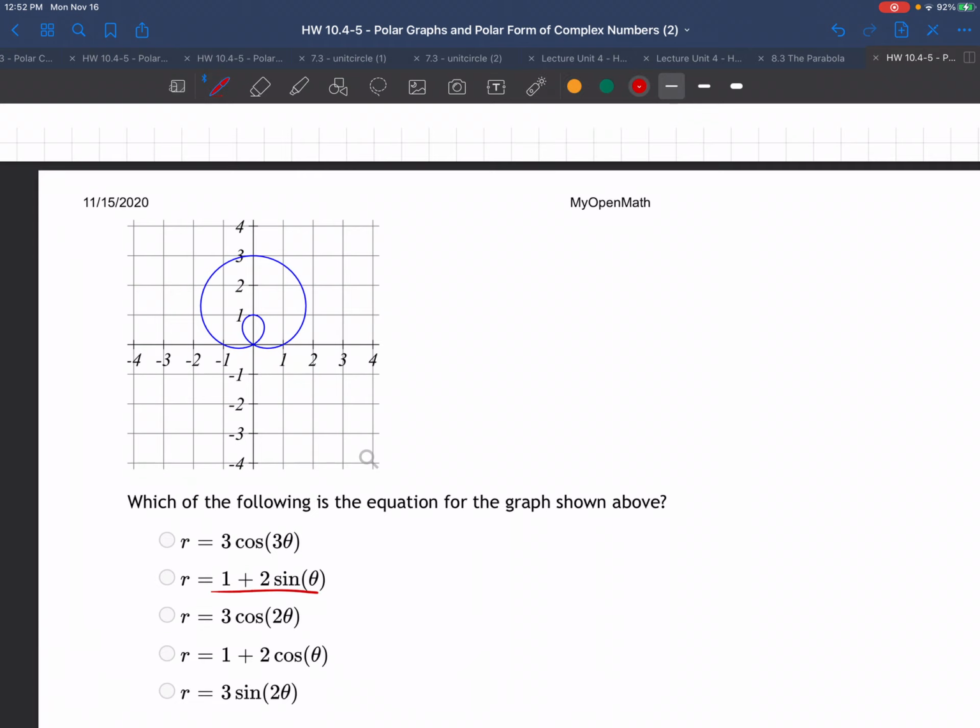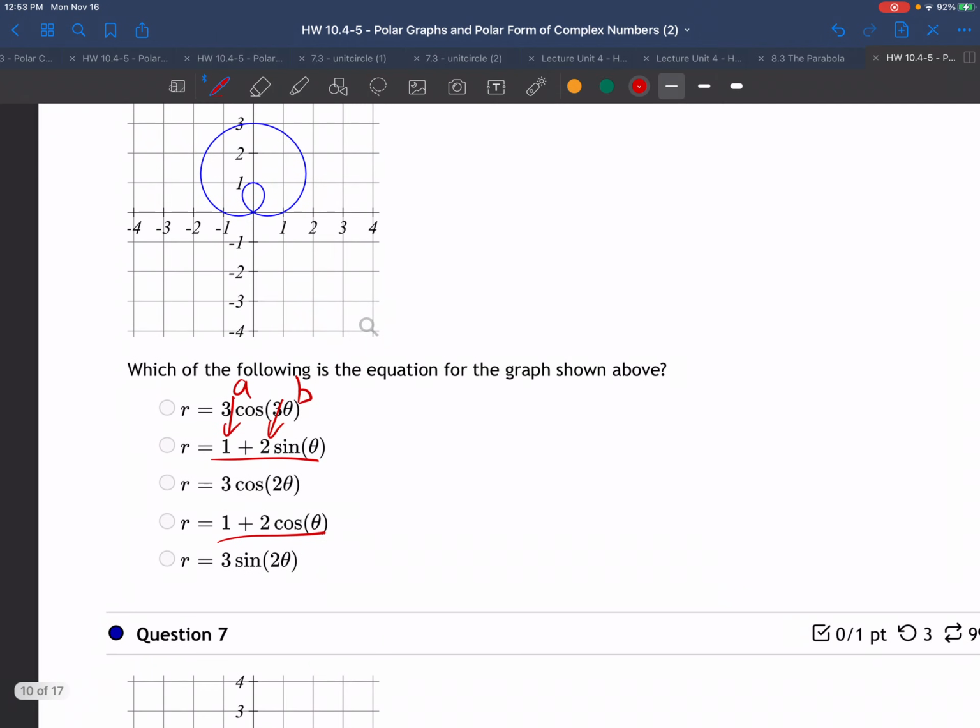Well, it's got to either be this one or this one because those have the numbers added and subtracted. So this is my a and this is my b. And this is my A, and this is my B. A is less than B, 1 is less than 2. They both seem to fit. How do you know which one's right?